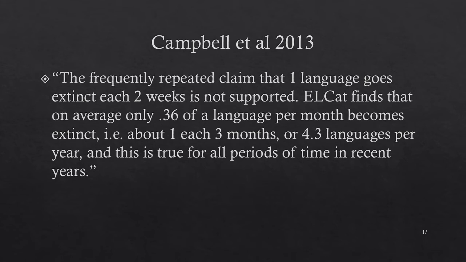Some of their results can be summed up in this quote from their presentation slides. The frequently repeated claim that one language was extinct each 2 weeks is not supported. LCAT finds that on average, only 0.36 of a language per month becomes extinct. That is about 1 each 3 months, or 4.3 languages per year. And this is true of all periods of time in recent years. So they actually have a predicted rate of language loss that's about half the amount of what Simons and Lewis found.